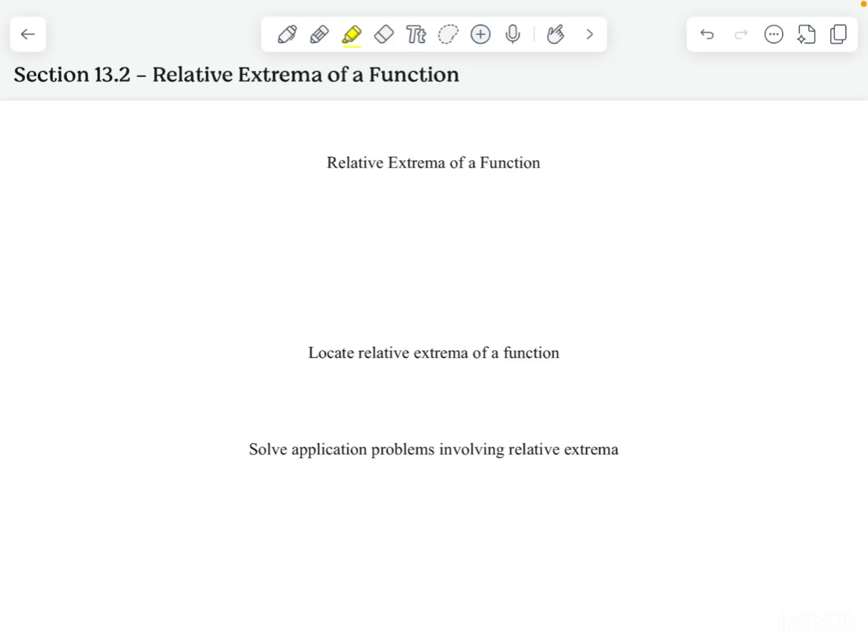Hello class, in this video I'll be showing you how to find the relative extrema of a function by applying the first derivative test. Let's begin.